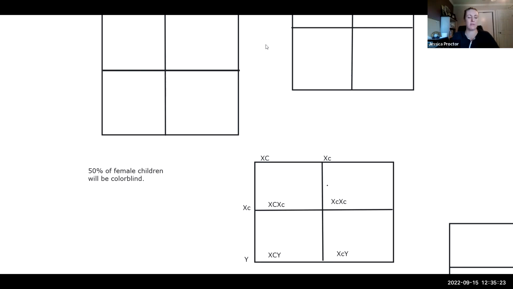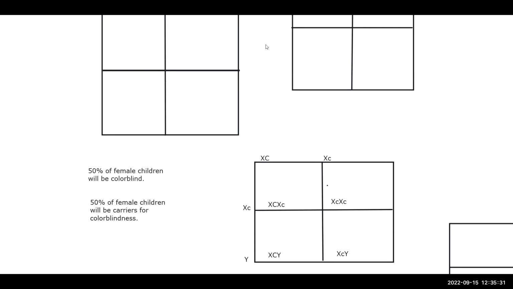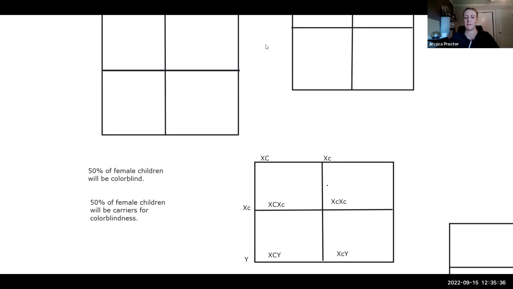Okay, now what about the male? So now we're just looking at the bottom half of the Punnett square. What percentage of the males would be colorblind in this scenario? 50%. 50%. So just this one right here, this male would be colorblind. This male would have normal color vision. So in this scenario, 50% of male children will be colorblind.